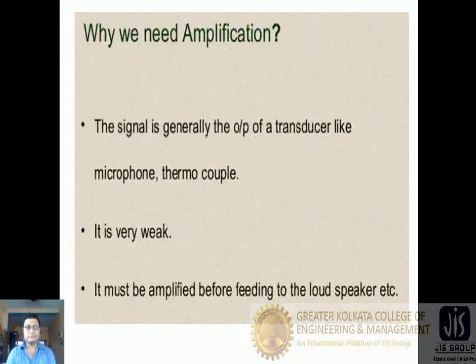So first, why do we need an amplifier? The signals generated by transducers, like a microphone or thermocouple, are very weak in nature. So for that reason we require an amplifier. It must be amplified before feeding to the loudspeaker, etc. That means whatever signal we collect from a microphone, thermocouple or any other transducer, which converts a physical quantity to an electrical quantity, we require some amplifier to boost the signal to our desired power or amplitude level. That is why we need an amplifier.